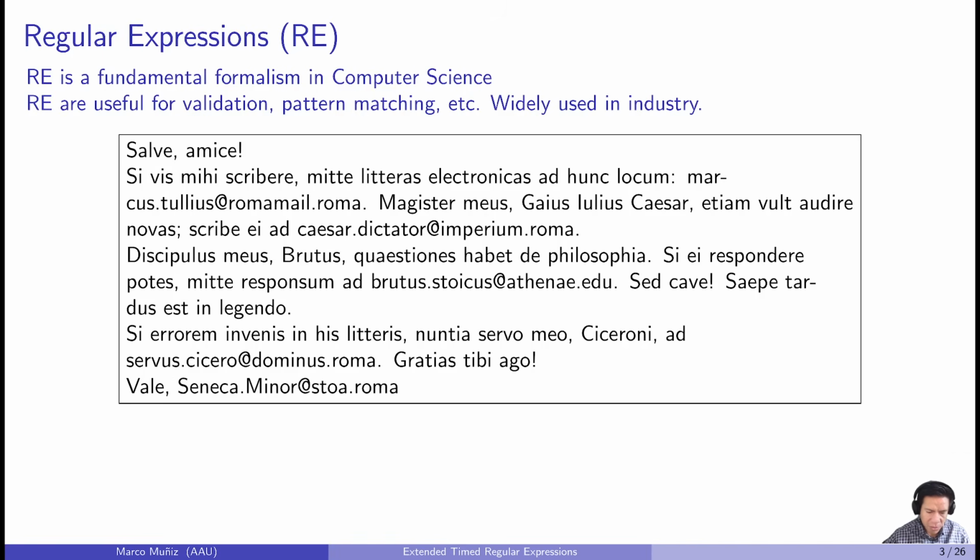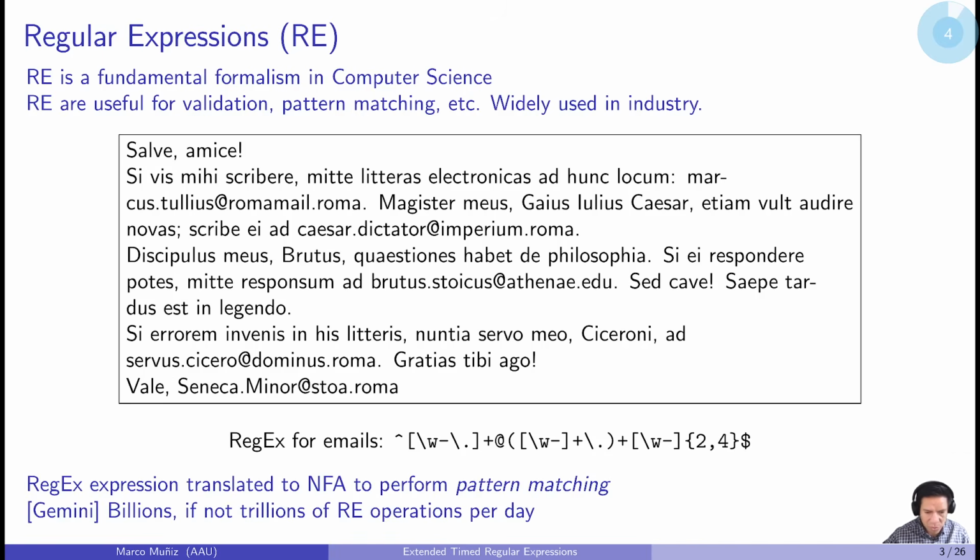How is this being done so far? Well, the current approach is to describe a regular expression that describes the set of all possible emails. This is a simplified regular expression. Here you can see that it describes the set of all emails.